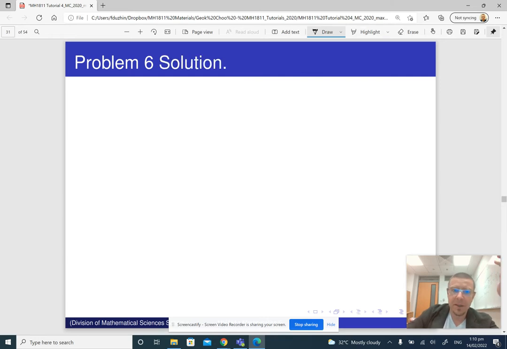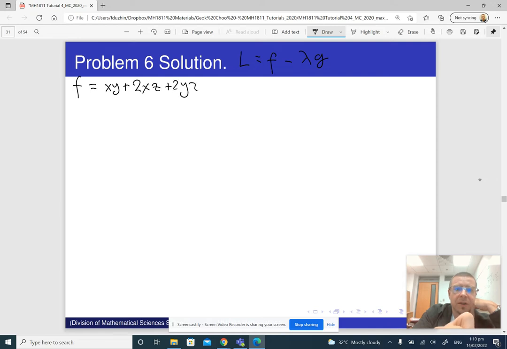Then the next stage is to write the Lagrange function. The Lagrange function is f minus lambda g. All right, so let me rewrite again. f of xyz is xy plus 2xz plus 2yz, and g of xyz is xyz minus 32,000.